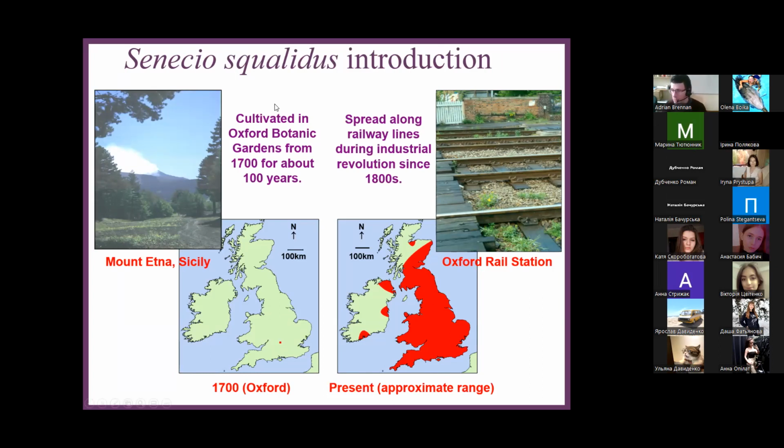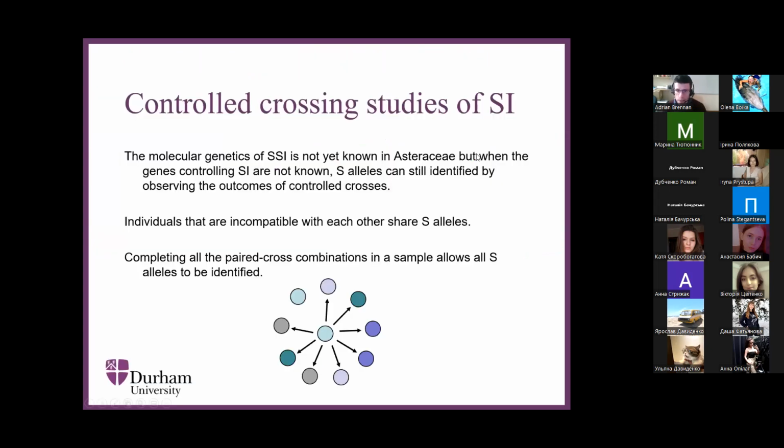In terms of self-incompatibility, all of these species are self-incompatible. So we can ask questions: how does self-incompatibility interact with hybridization between closely related species, and how does it interact with invasive evolution, becoming a successful invader? All these species belong to Asteraceae, and it's a sporophytic system. We don't actually have the molecular details of this system yet.